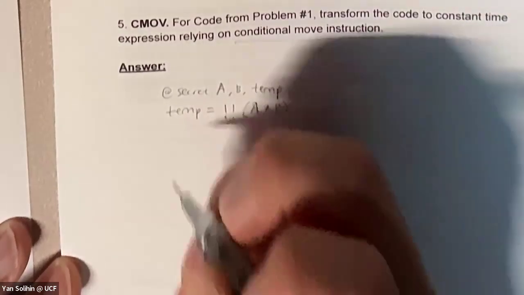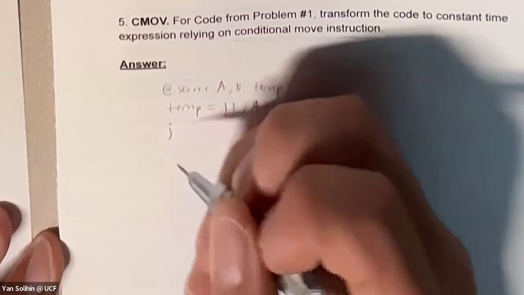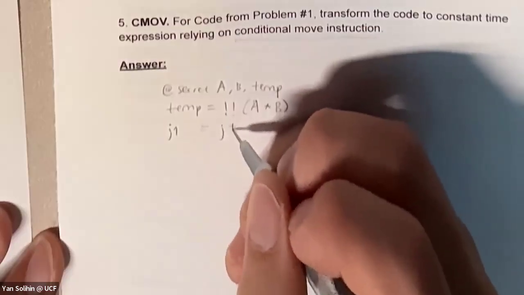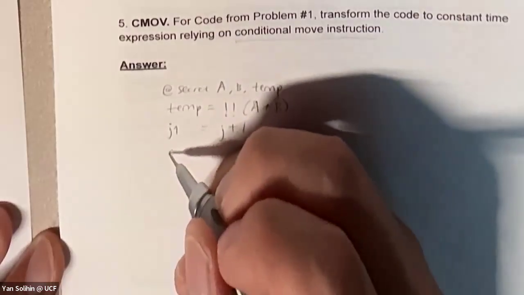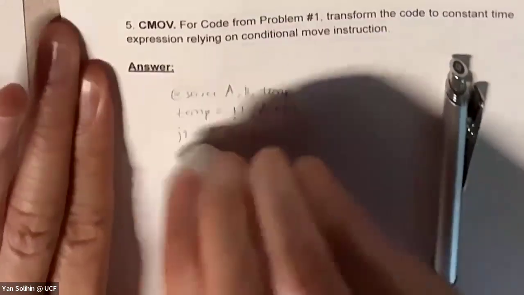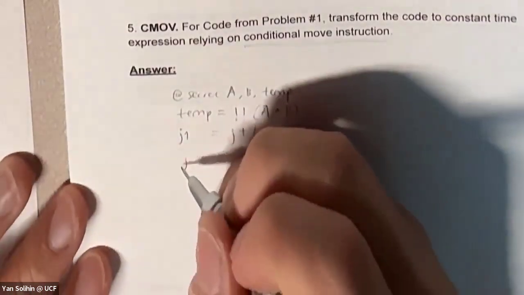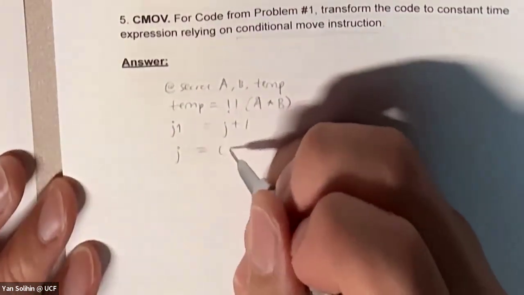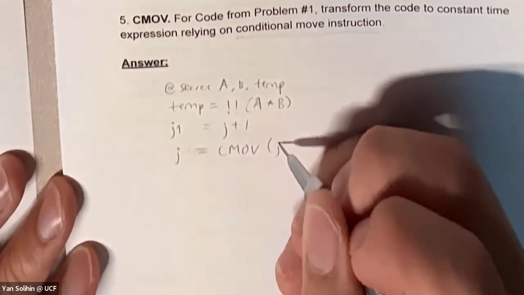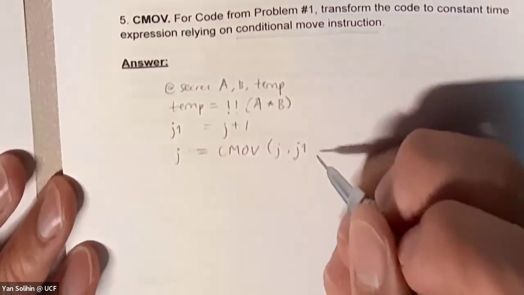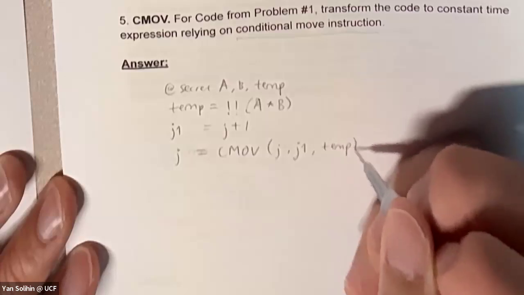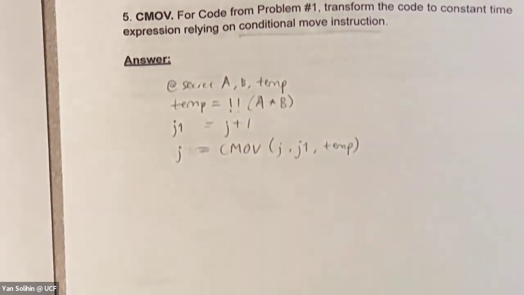And then you have to have another variable. In this case, let's say J1. This is equal to J plus 1. And then finally, the CMOV instruction is invoked. So J will be assigned either the value of J or the value of J1, depending on the value of the logic, in this case temp. That's it.